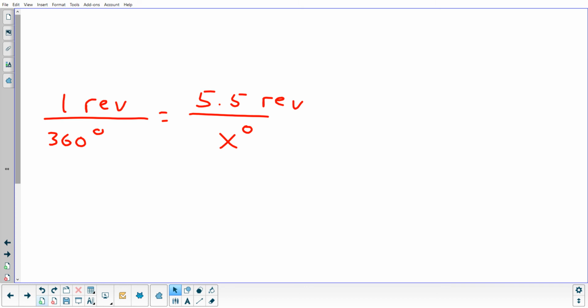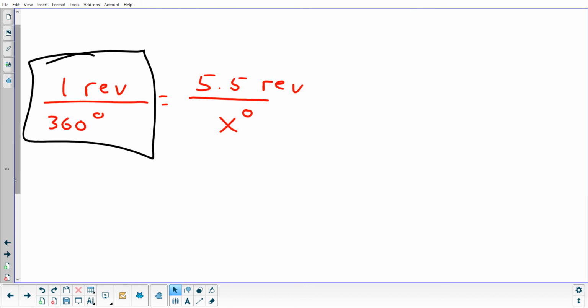All I have to do is put revolutions in the top, because it was in the top on the left. And now I can cross multiply 360 times 5.5, and that would tell me how many degrees in 5.5 revolutions. But the whole key to being able to do something like this, you had to already know a fact that was true. If you don't have this fact to start with, then you're stuck. So we have to know a fact that's already true.